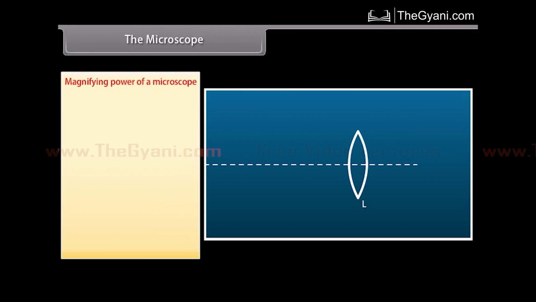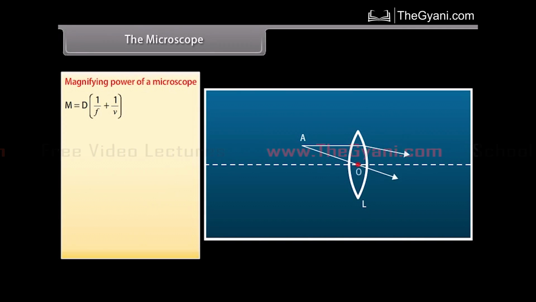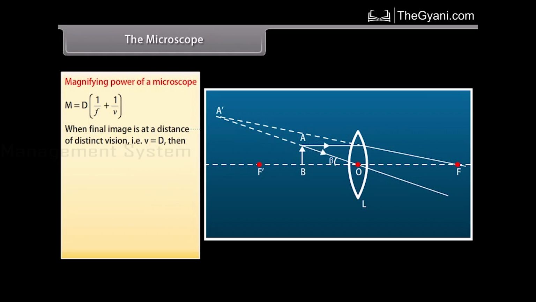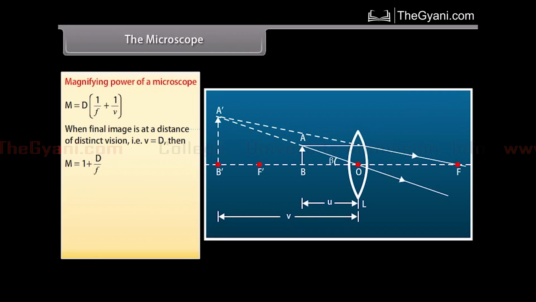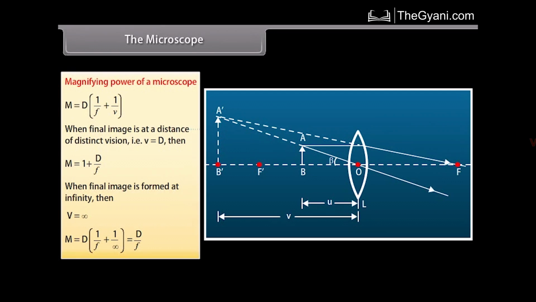Magnifying power of a microscope. M is equal to D into (1/F + 1/V). When final image is at a distance of distinct vision, that is V is equal to D, then M is equal to 1 plus D by F. When the final image is formed at infinity, then V is equal to infinity. M is equal to D into (1/F + 1/infinity), that is, D by F.